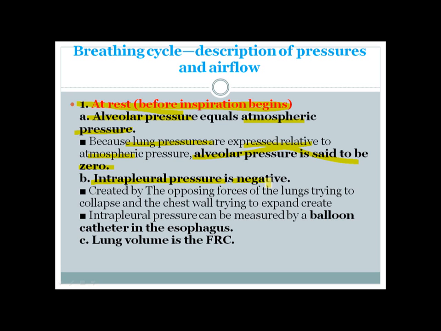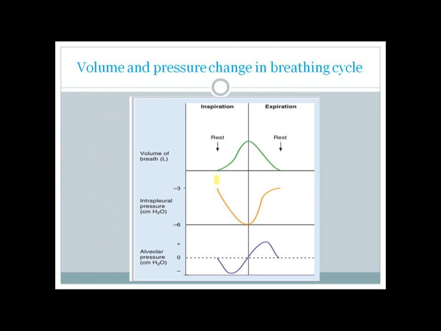And interpleural pressure is negative. This negative pressure is created by the opposing forces of the lungs trying to collapse and the chest wall trying to expand, and it creates a negative pressure. The interpleural pressure can be measured by a balloon catheter in the esophagus. During rest, the lung volume is at the functional residual capacity. Here you can see this line in the center is the resting condition. So let's start from here. This is the rest situation where the interpleural pressure is negative and the alveolar pressure is zero.